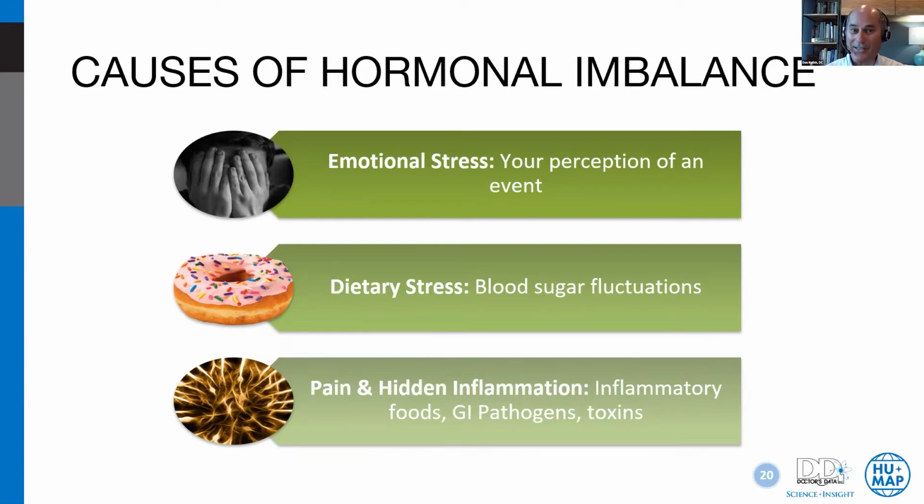So dietary stress, it's almost always carbohydrate excess and how we develop insulin resistance and the blood sugar fluctuations that come about from that, right? That's almost always the problem with the diet. And then pain and hidden inflammation. And so emotional stress, you can talk to people and figure out what it is. Dietary stress is lifestyle coaching. And then for the hidden inflammation component, you would want to do GI testing, environmental toxin testing, and figure out what are the other variables going on.